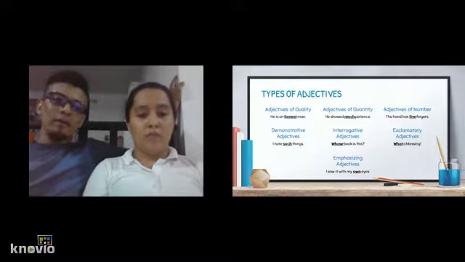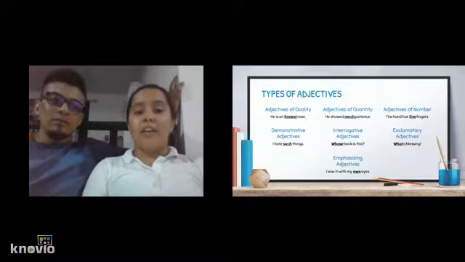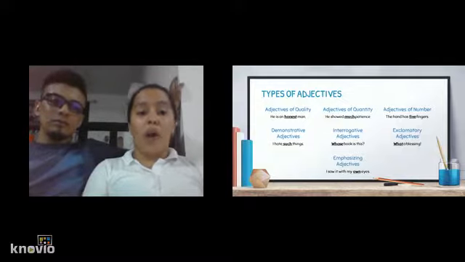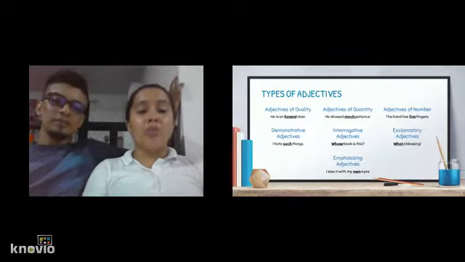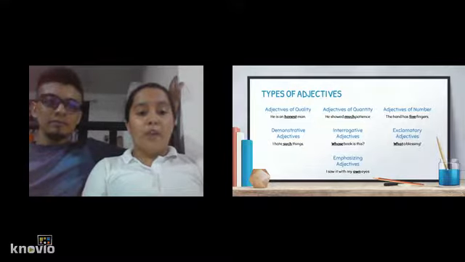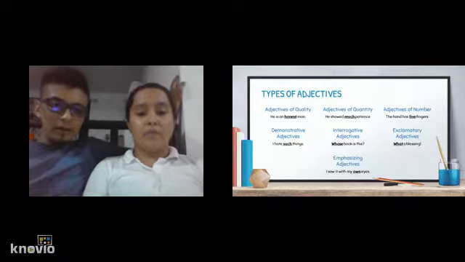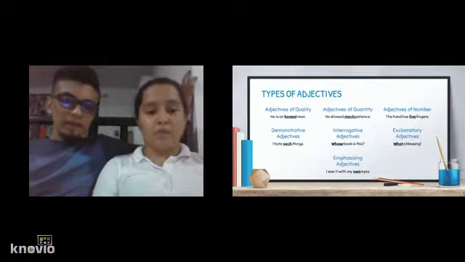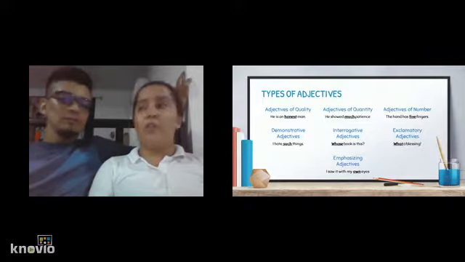And here we have the types of adjectives. The first one is the adjective of quality, and it shows the kind or quality of a noun. The second one is the adjective of quantity. It shows how much of a thing is meant. And the third is the adjective of number. The adjective of number shows us how many persons or things are meant. And the next is the demonstrative adjective. Demonstrative adjectives point out which person or thing is meant.